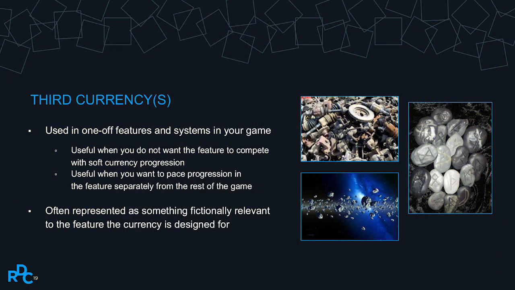So the third currency that we have is called third currencies. They're often used for one-off features. They're useful for when you don't want a feature to compete with the main progression of your game. Think about crafting systems that you see in some games, where you don't want that to take away from the gold or the soft currency progression that you have for the other systems in your game. You do this so that it paces that piece of content by its own set amount of time that you want, without competing with the rest of your game.